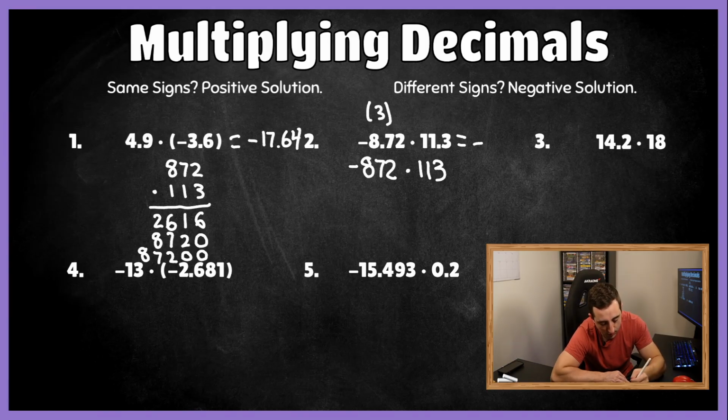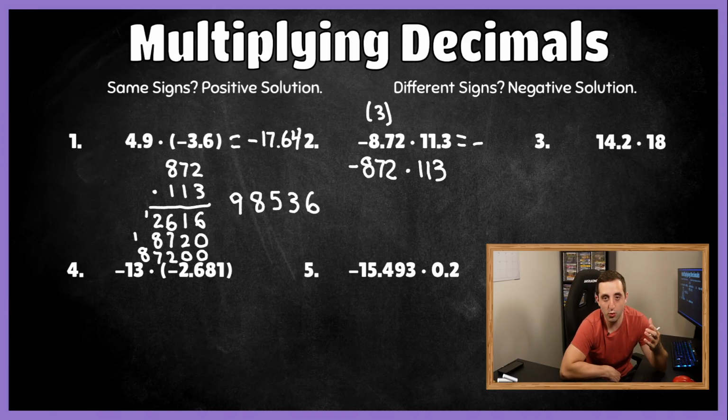So 6 plus 0 plus 0 is going to give us 6. 1 plus 2 plus 0 is going to give us 3. 6 plus 7 plus 2 is going to give us 15, and then we're going to carry our 1. 1 plus 2 plus 8 plus 7 is going to give us 18. So put an 8 there, carry a 1. 1 plus 8 is going to give us 9.